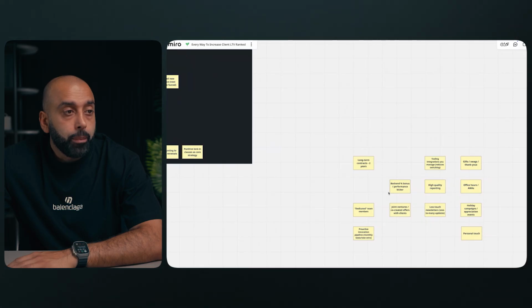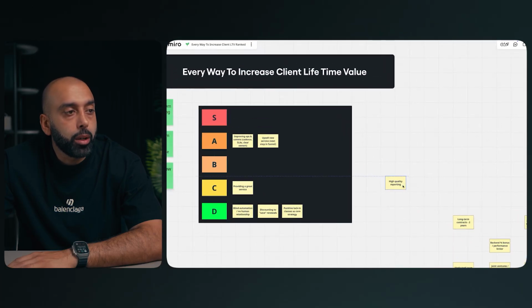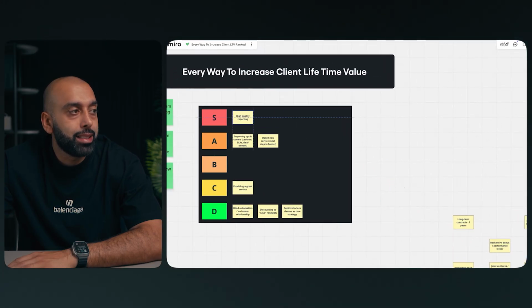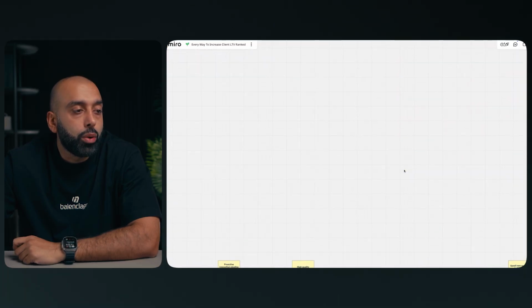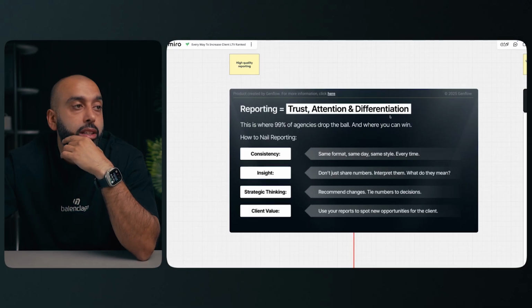One real thing I want to talk about is high quality reporting. We talked a little bit about SOPs, but I want to go a bit deeper. I'm going to put this straight into S tier. This is one of the things that will differentiate you as a world-class agency from another agency that claims to be an expert at XYZ, but the actual work under the scenes is not good enough. So what do I mean by this? I'm going to walk you through it. Reporting is all about building trust, attention, and differentiation, right?